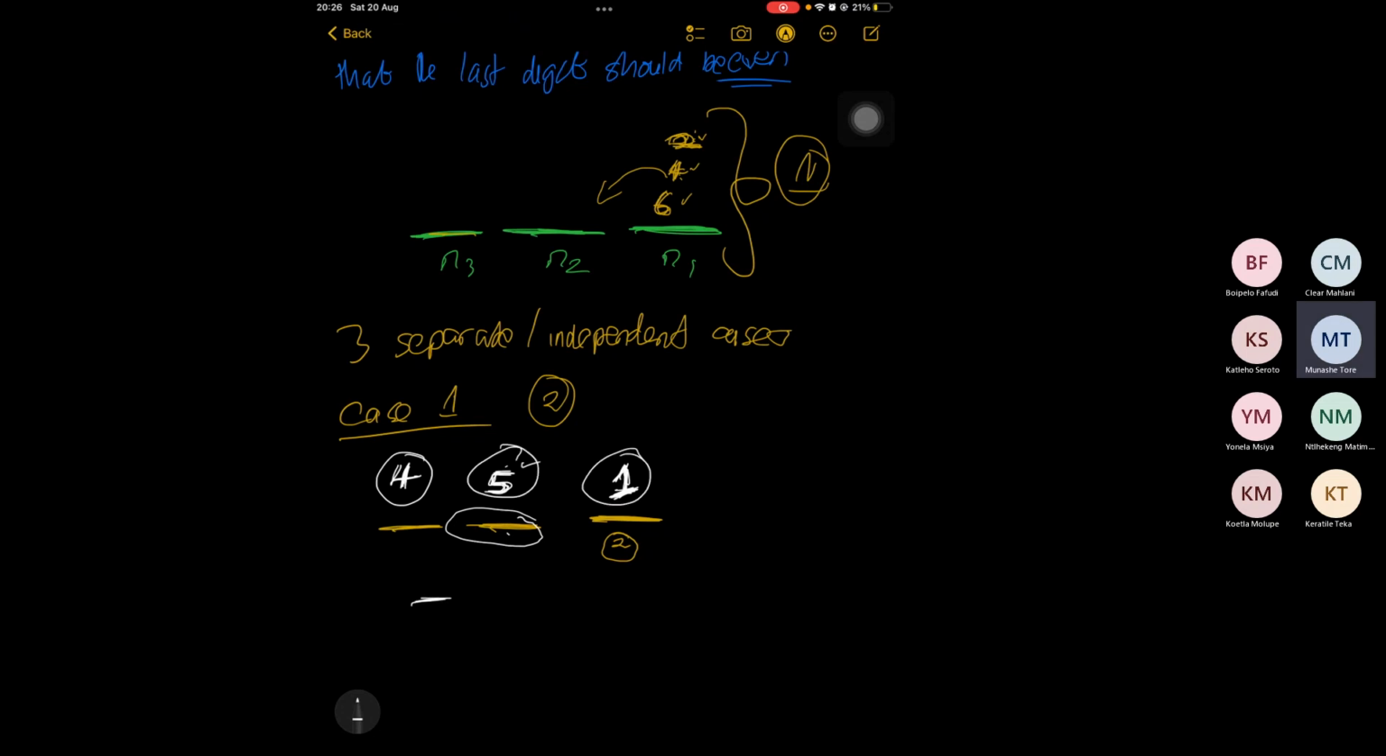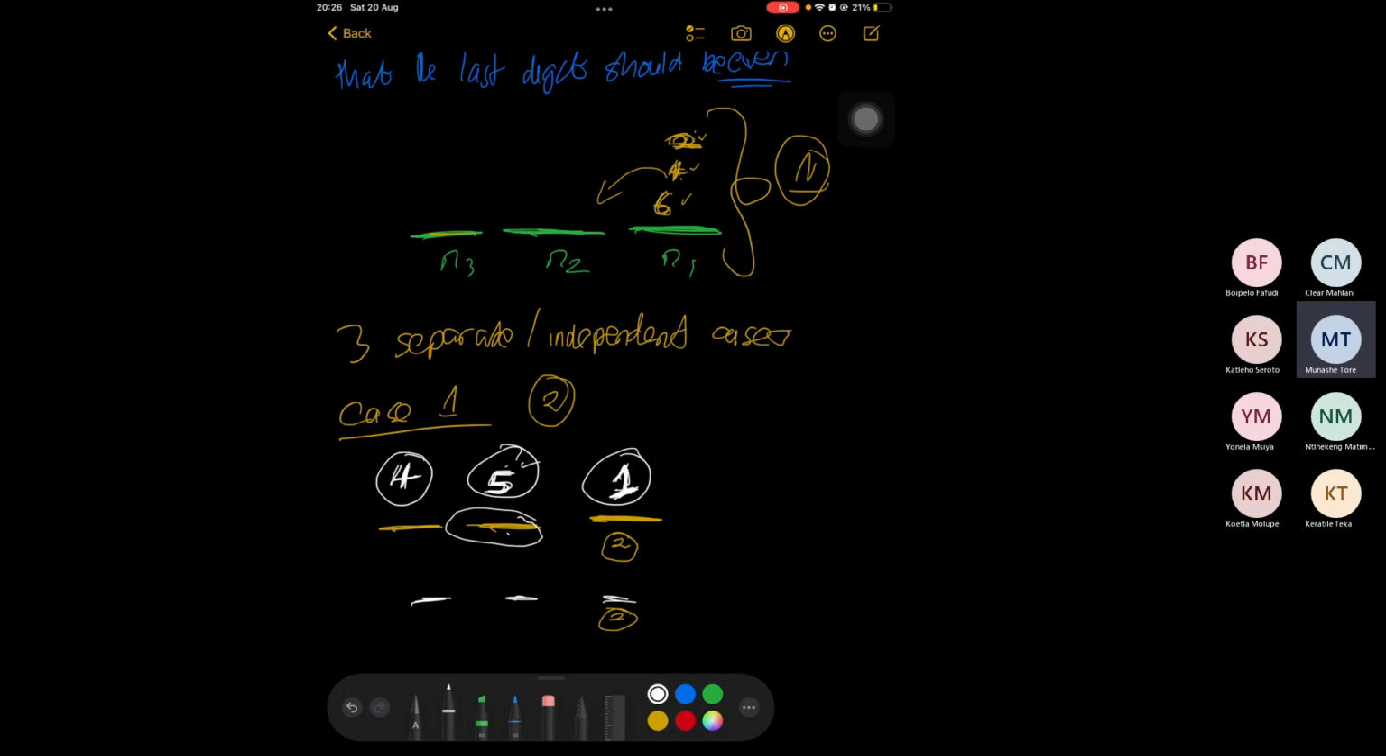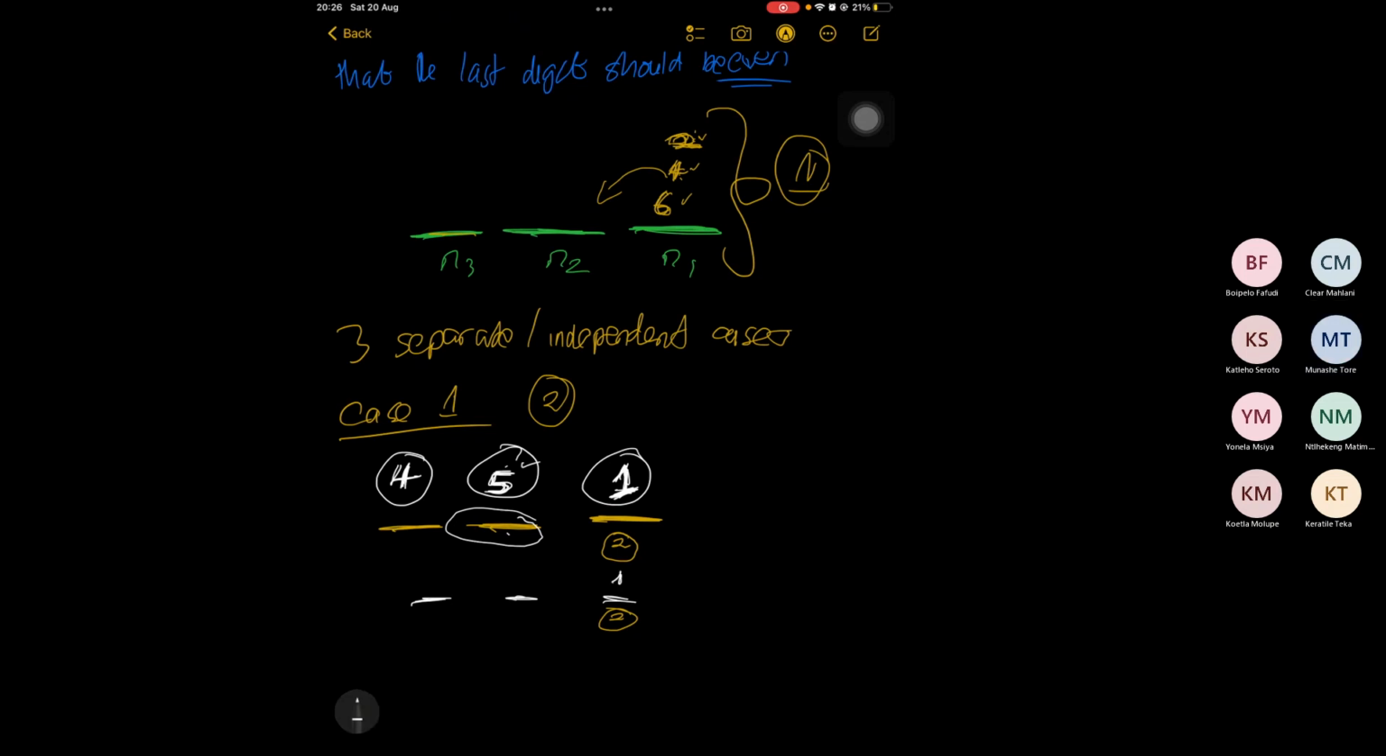Similarly, you have positions 1, 2, 3. You already identified that the last digit here is 2, so this is going to be occupied by one number. Then you come to this position and ask how many numbers can occupy it. Our set is 6, and we already eliminated 1 here, so it's going to be 5. So 5 times, then how many numbers can occupy this one? 4 numbers can. Then how many numbers can occupy the last one? Only one number can. So for case 1, it's going to be 5 times 4 times 1, which is 20 cases.